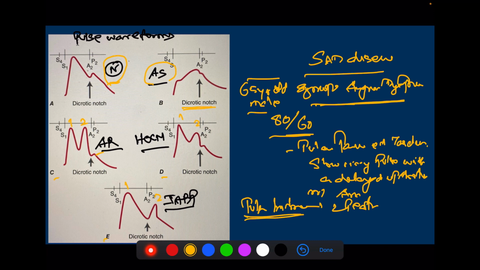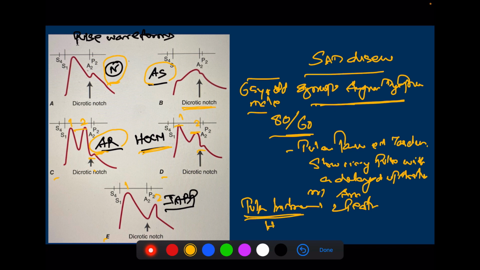If you look at B, you can see that both peaks are within systole, and also in C, you can see that both peaks are within systole. But in D, you can see that one peak is in systole and one peak is in diastole, and you can see the dicrotic notch between systole and diastole. If both peaks are of similar amplitude and they occur in systole, that type of pulsus bisferiens is seen in aortic regurgitation. If you see both peaks in systole, but one peak is of higher amplitude and the other is of lower amplitude, that is also a type of pulsus bisferiens. It is seen in HOCM.